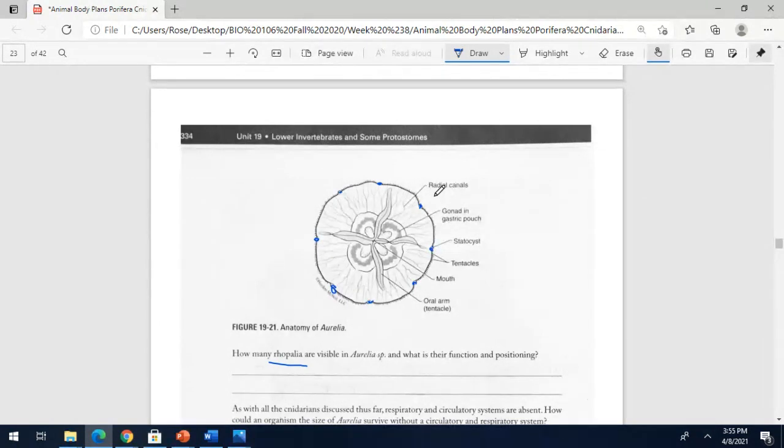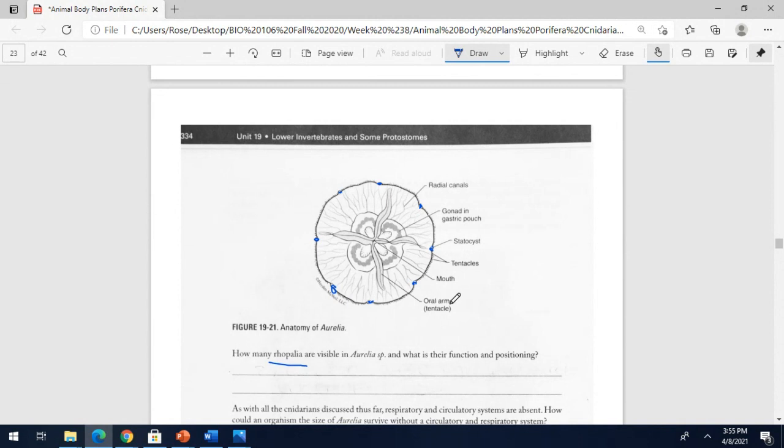All right. So the radial canals, where are the gonads found? You see the radial canals, they go toward the edge of the medusa. And here now, the gonads are found in the gastric pouches. So you see them here. They're the gonads, the 4 gonads, all right?